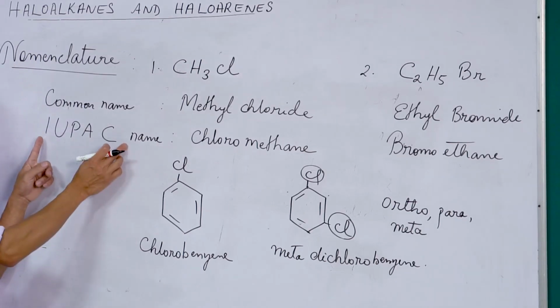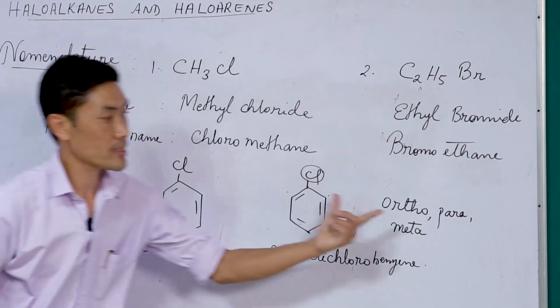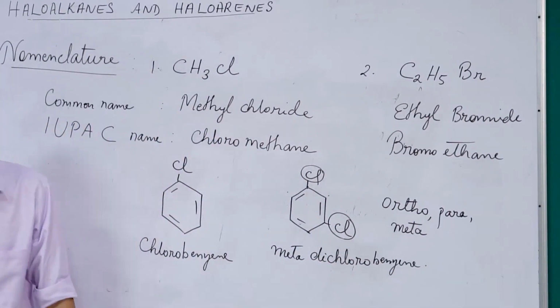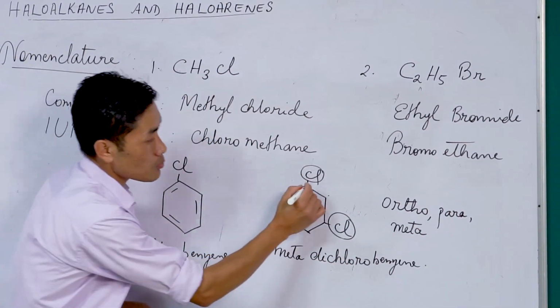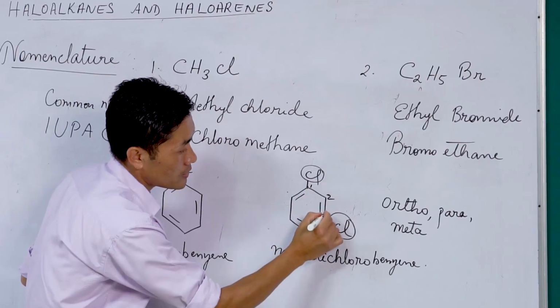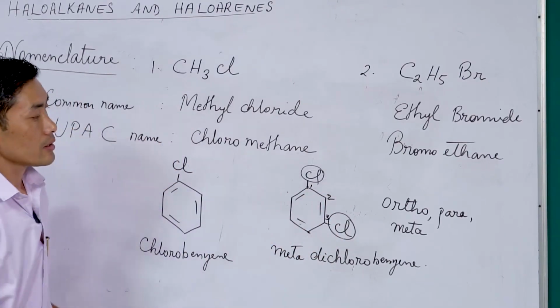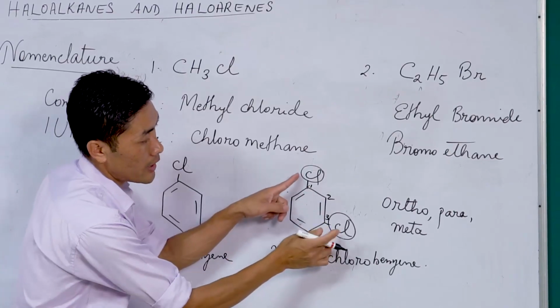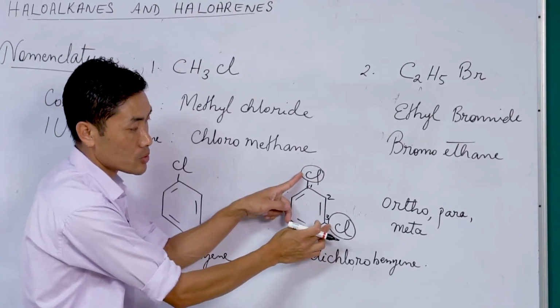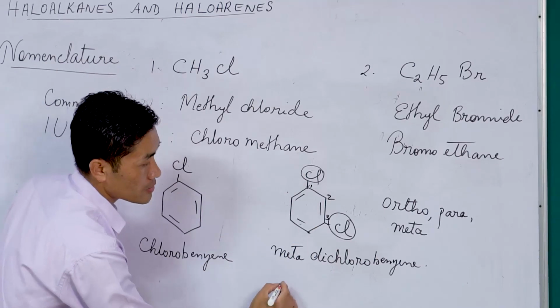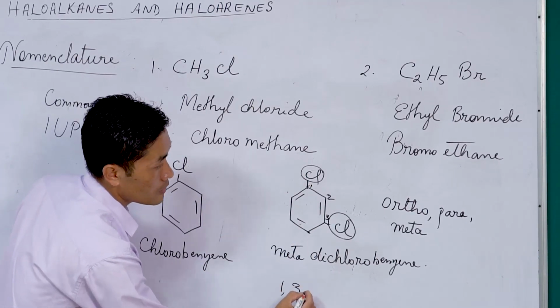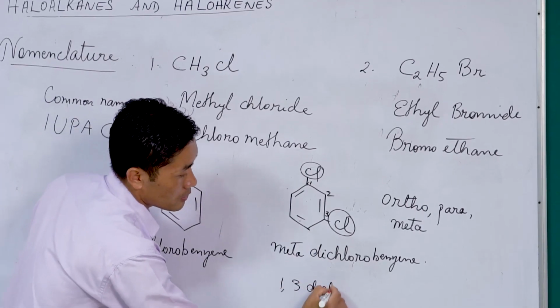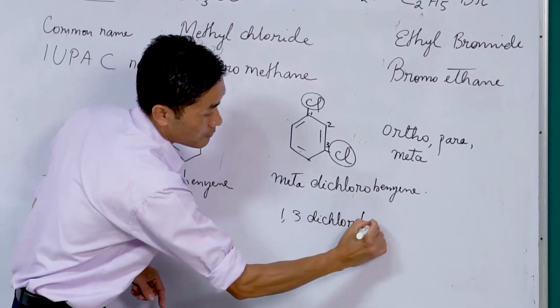But under IUPAC nomenclature, we don't use these prefixes. We use numerals instead. So if this is position 1, this is 2, and this is 3, then this will be named as 1,3, because the halogen atoms are at carbon 1 and carbon 3. This will be named as 1,3 dichlorobenzene.